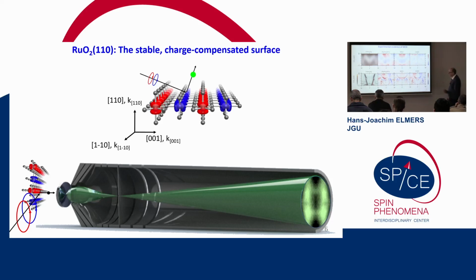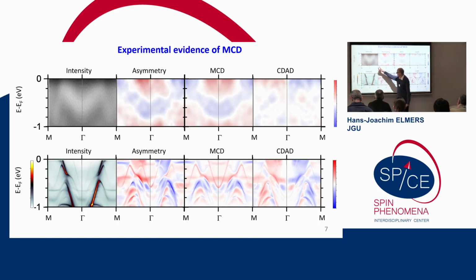And with that, we come to this result here. Along the M gamma M direction, we see the dispersion in the intensity of this band. We measure this intensity for circular left and right light and take the difference divided by the sum, and this we call asymmetry. Blue means negative asymmetry, red means positive asymmetry, and you see here a characteristic dispersion of this asymmetry.